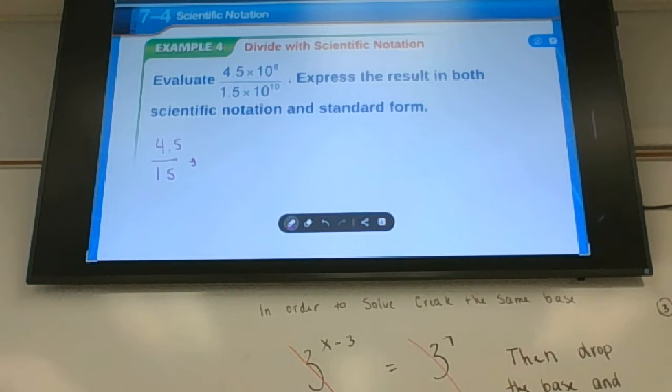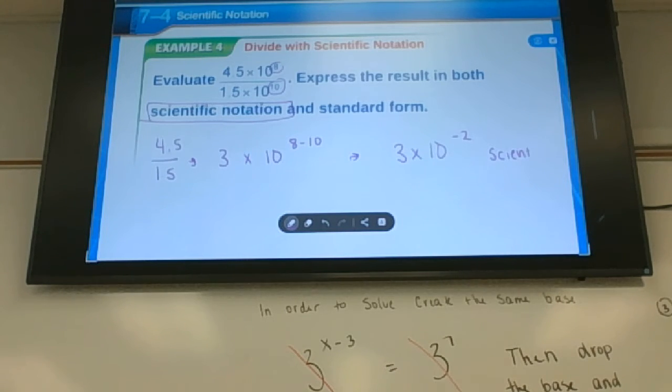Well, 45 divided by 15 is 3. Can someone confirm that this is 3 decimal? 1, 2, 3, 4, 5, 6, 7, 8. Alright, now we practice with fractions, subtracting exponents. So this time I do 8 minus 10. So this is 3 times 10 to the negative 2. This is scientific notation. Go ahead and put that in standard form.